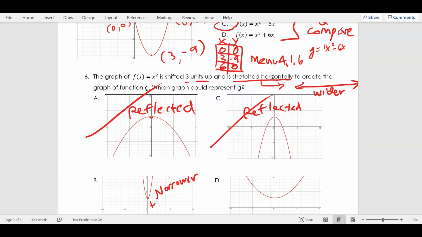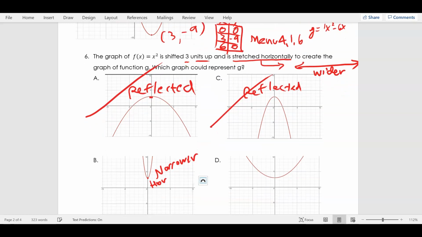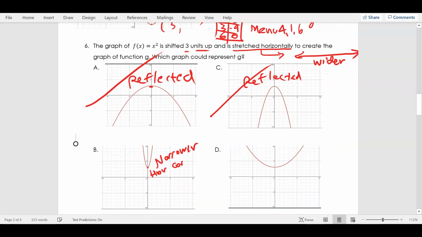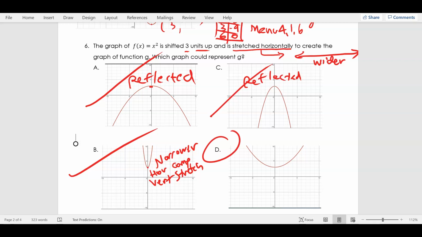This is actually a horizontal compress or a vertical stretch. Letter D is correct because it does move up 3 and it is stretched horizontally, wider.